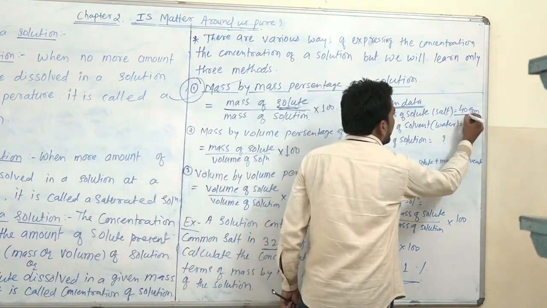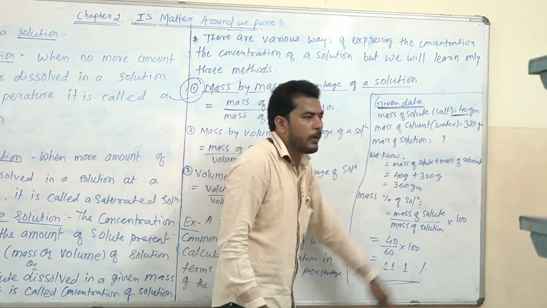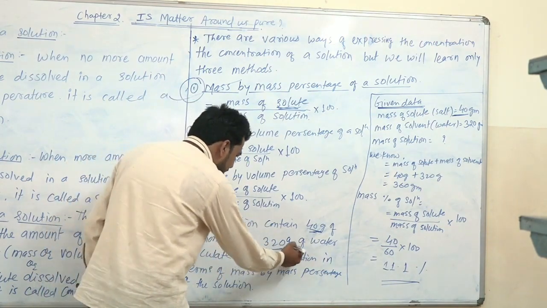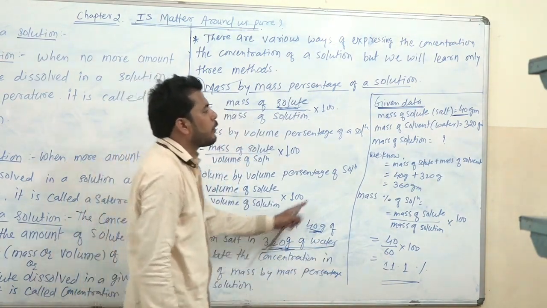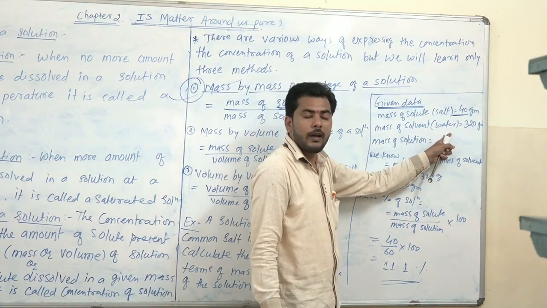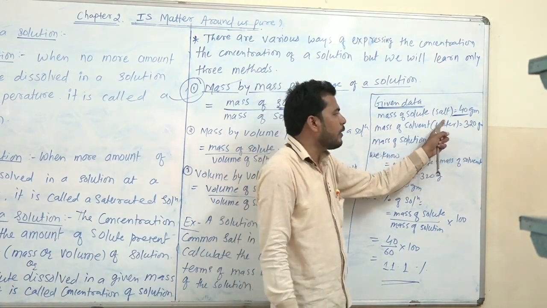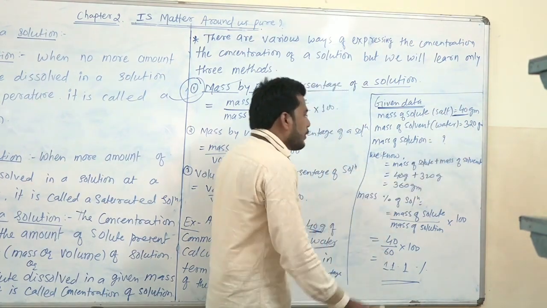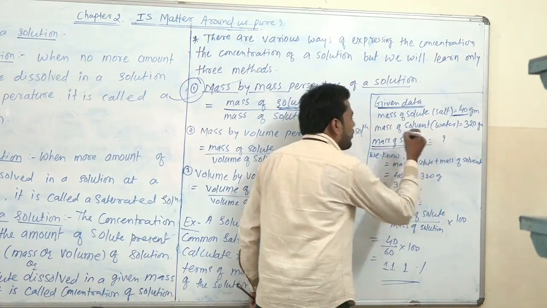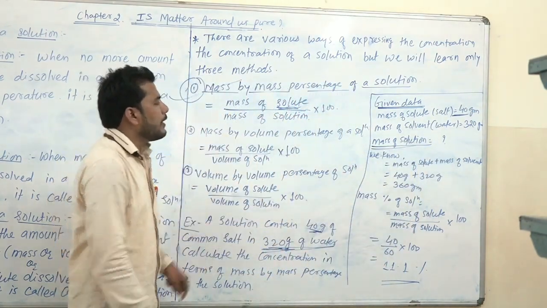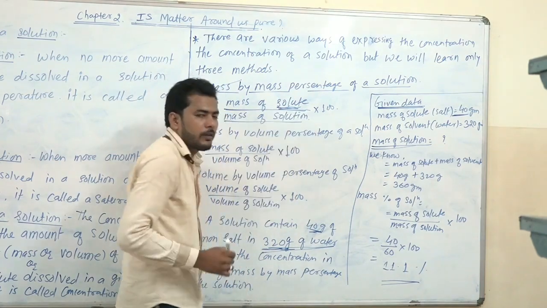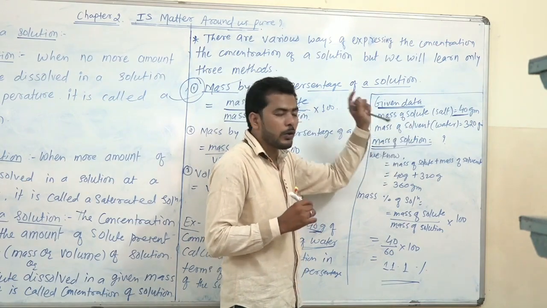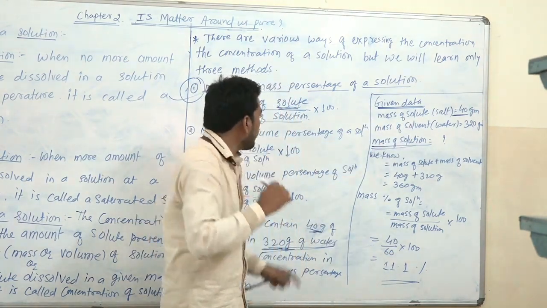How much? 40 gram. Second thing we have is mass of solvent. Mass of solvent is water, that is 320 gram. Now we have to find, we don't know the mass of solution. In our formula, it asks for mass of solution. Now we have mass of solute and solvent, but we can calculate mass of solution.